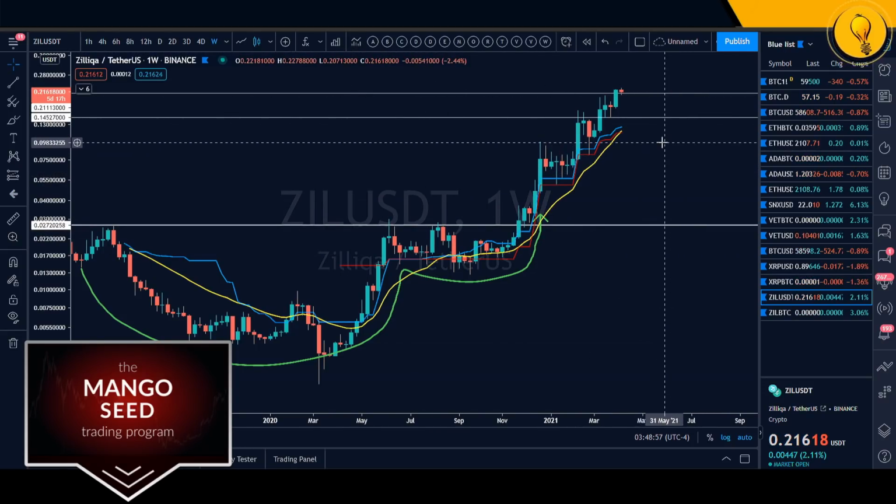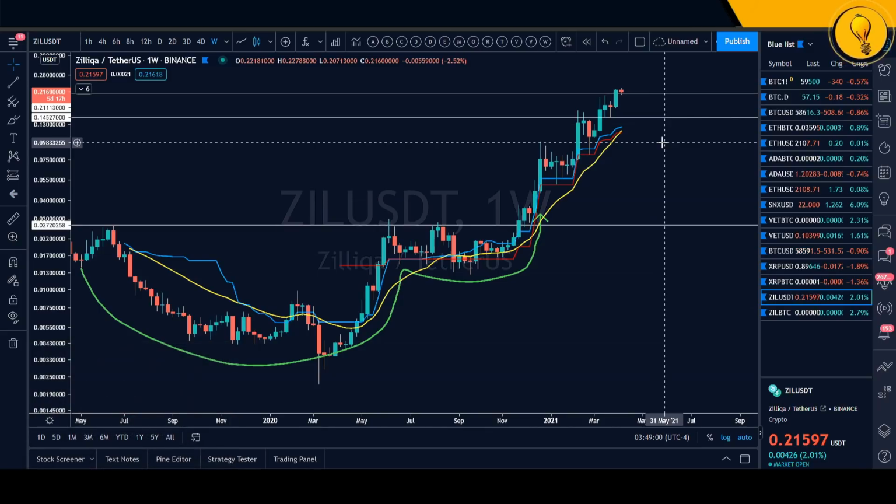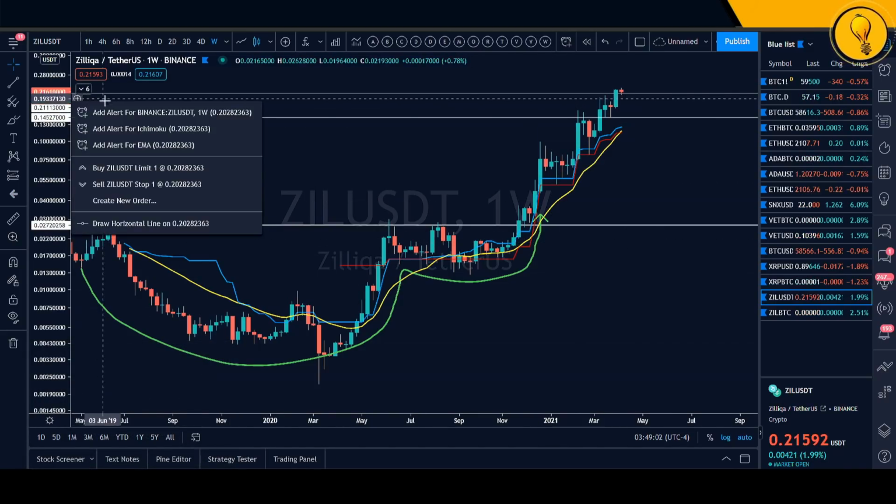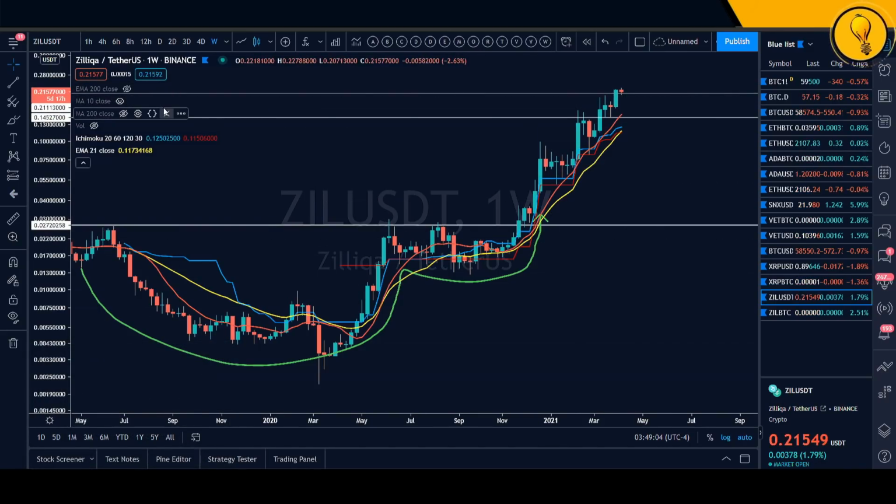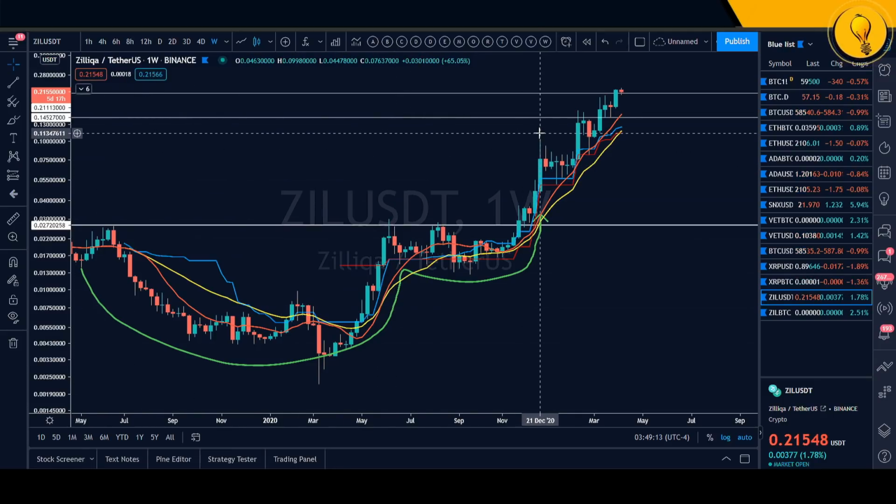Even on the Ichimoku cloud, we have that bullish TK cross that is intact. The 21 EMA is sloping up aggressively. What about the 10? We're currently being propped up by the weekly 10 SMA. But just looking at this picture, it's telling me that ZIL is trending on something much lower than even the weekly time frame, right?